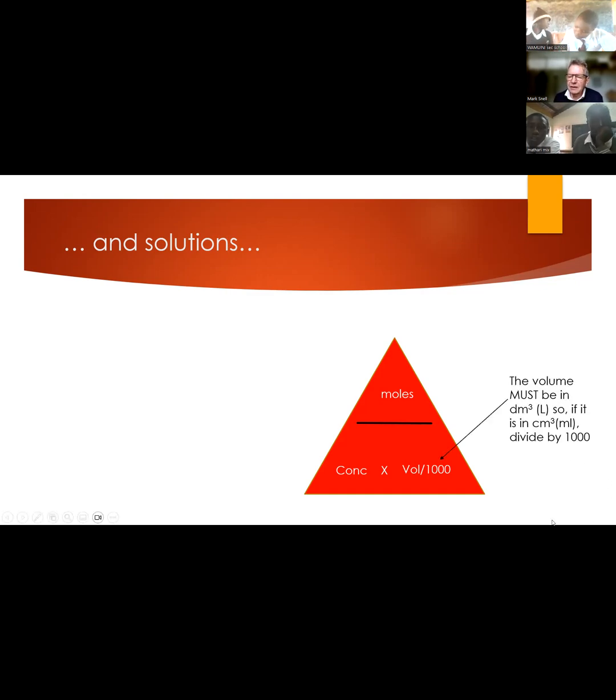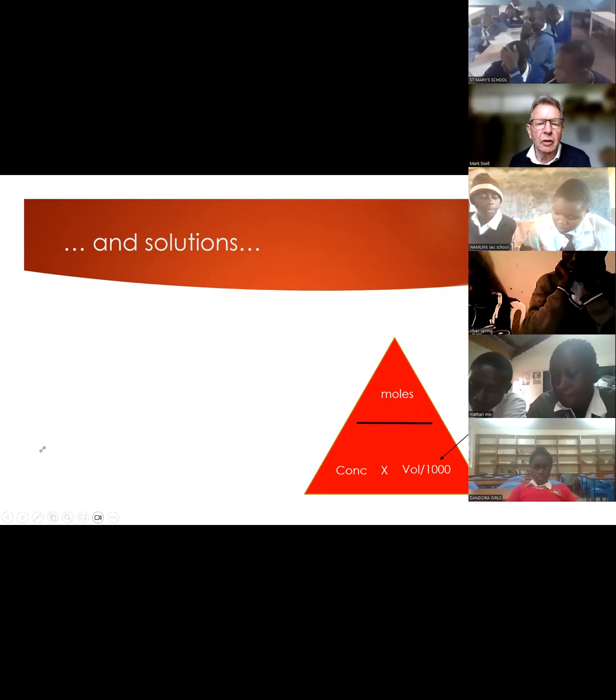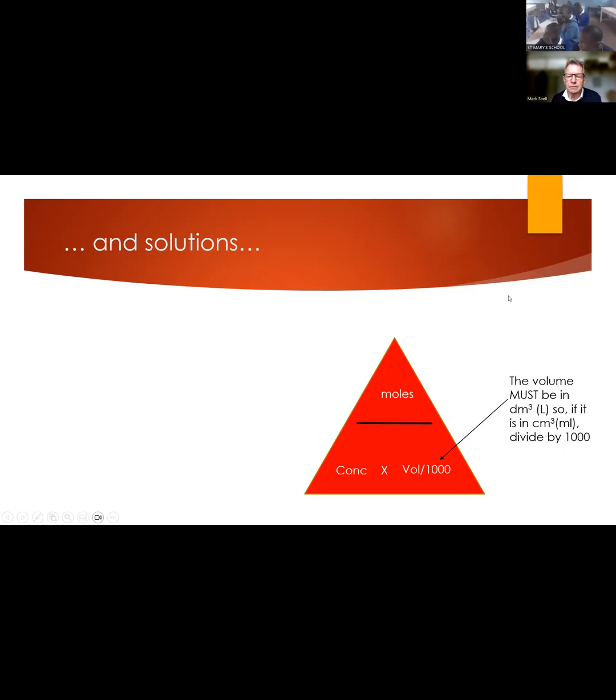The volume has to be in cubic decimeters or liters. So if it's in cubic centimeters or mils, you have to divide by 1,000. So I normally put volume over 1,000 here. Okay, volume over 1,000 makes you remember which way round it is. Okay, so moles at the top, concentration, volume over 1,000.